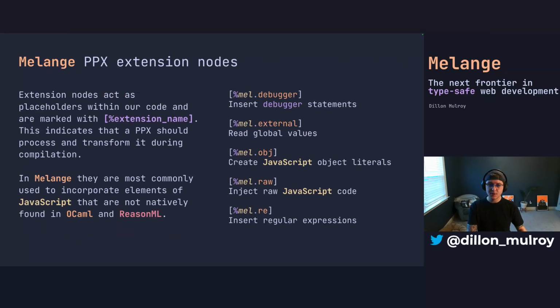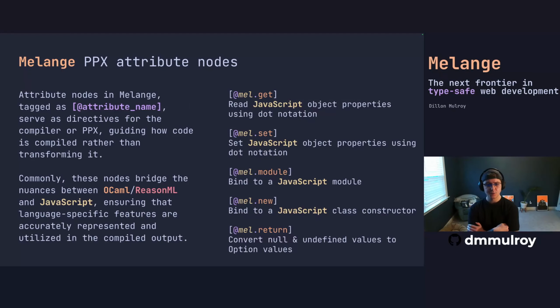So up first, let's talk about PPX extension nodes. This is going to be a little in the weeds here, and we're going to go through this a little quickly, but effectively extension nodes act as placeholders within our code and are marked with this % syntax here. This is going to indicate to our compiler that it needs to be replaced and transformed at compile time. In Melange, these extensions are most commonly used to incorporate elements of JavaScript that are not natively found in OCaml and ReasonML. Some examples are inserting debugger statements, reading global values in scope in JavaScript, creating objects, inserting just straight up raw JavaScript code, which is an option with Melange, or using regular expressions.